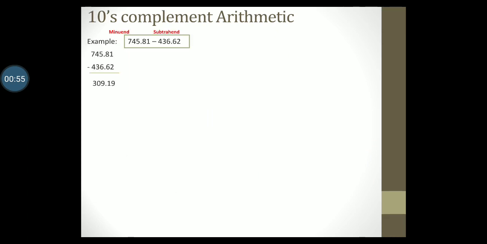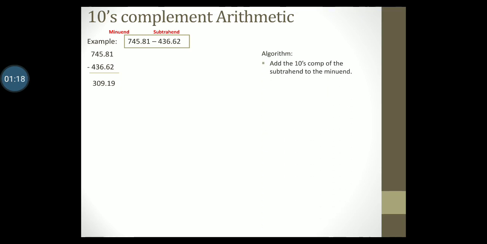Let us take an example. Subtract the two numbers 745.81 and 436.62. Note that both these numbers are in decimal. In subtraction, the first number is always called the minuend and the second number is called the subtrahend. Let us also bring up the algorithm we saw in the previous slide.